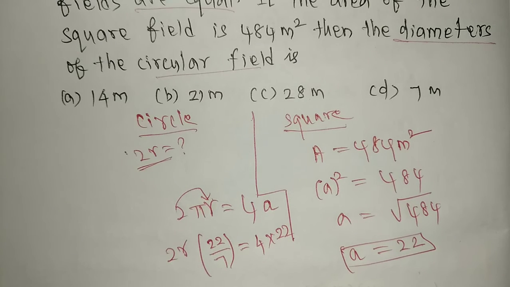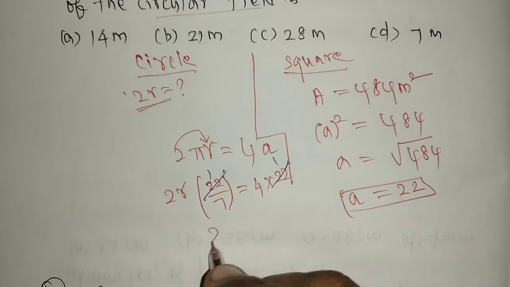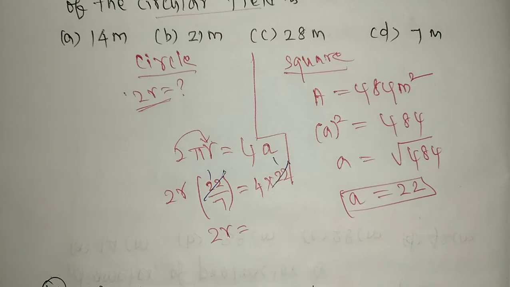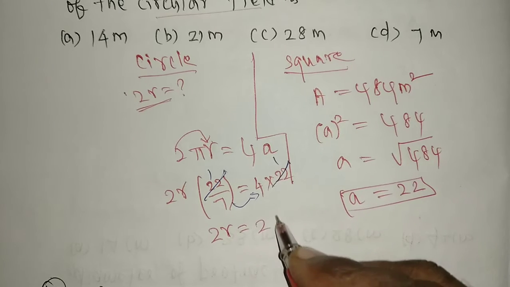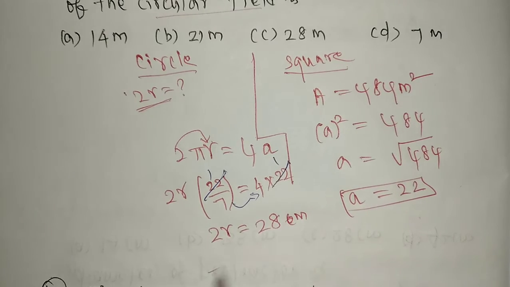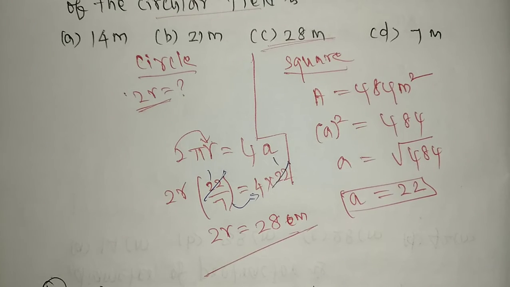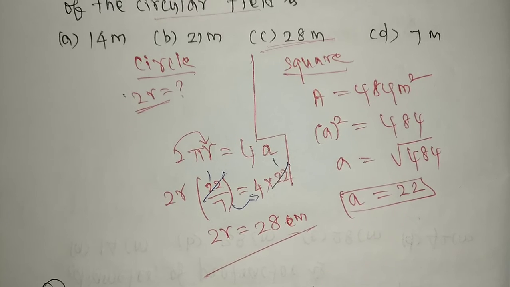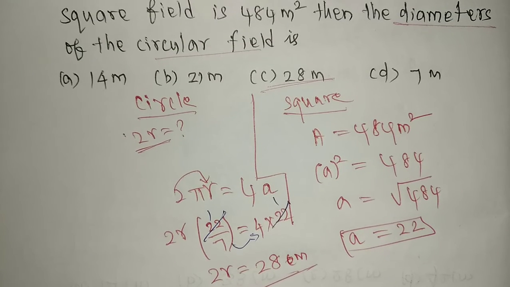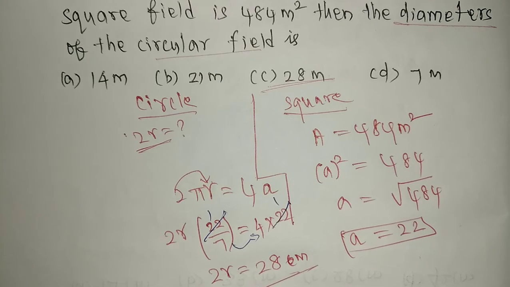That's it. Now we need to cancel what we don't want. So 22 one time, 22 one time. Now we require this 2r. Please don't cancel this 2 and 4, because we need to find the 2r only. So 2r equals, this 7 I'm sending to the opposite side. The 7 goes to the opposite side and multiplies with this 4. 7 4s are 28 meter. So where do we have this? Option C. That's it, this is our required answer. So you have to read the question carefully, understand it carefully, then apply this. Then you will get it accurately.